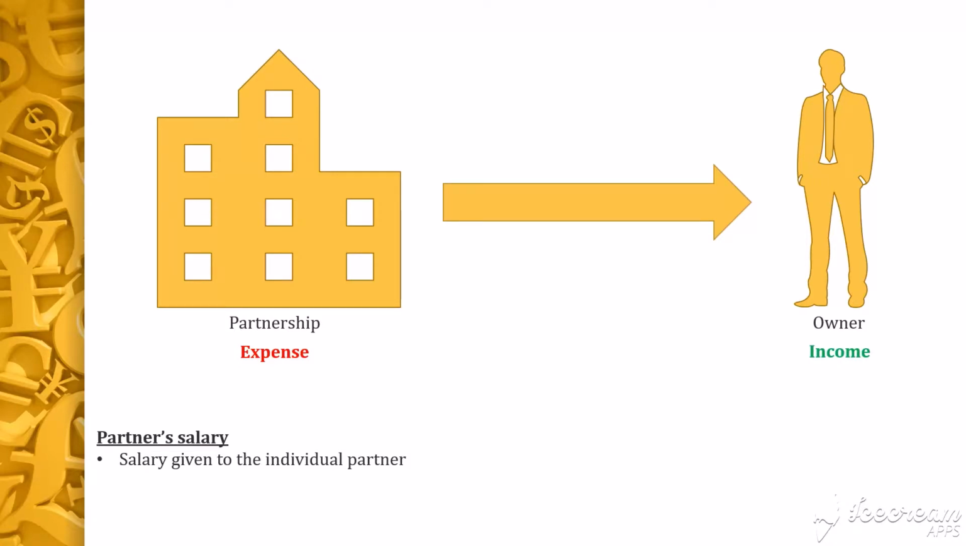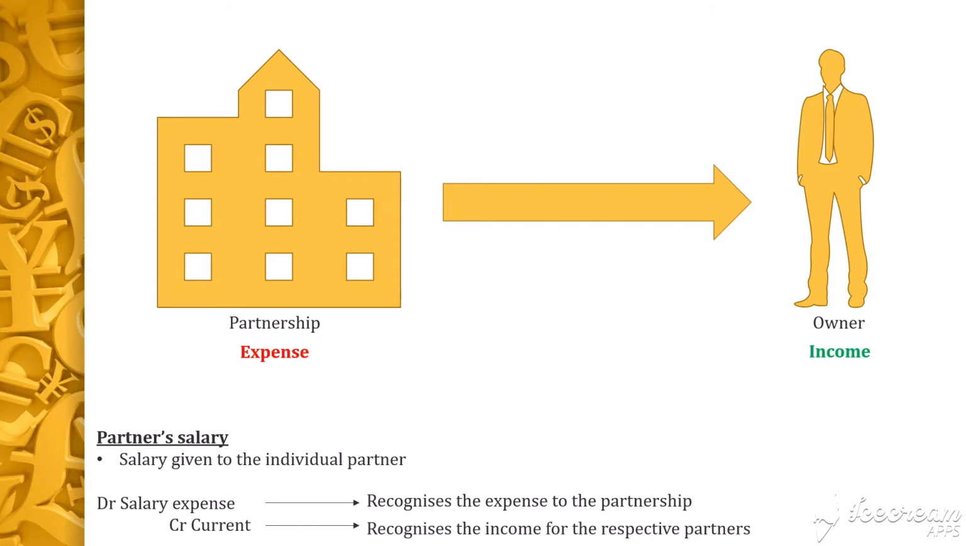To record the payment of partner's salary, we debit salary expense and credit current. Debiting salary expense recognizes an expense to the partnership, while crediting current increases the profit attributable to the individual partner, essentially an income for that partner.